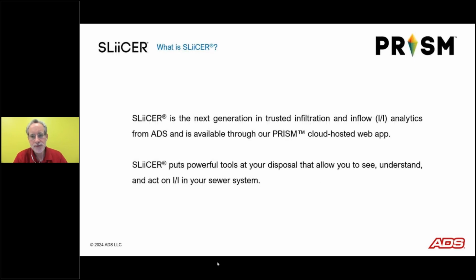So what is SLiiCER itself? SLiiCER is our I&I analytics app from ADS, and it's available through Prism, which is our cloud-hosted web app. The simple way to put it is SLiiCER puts some powerful tools at your disposal that allow you to get a grasp and get a handle on I&I in your system.